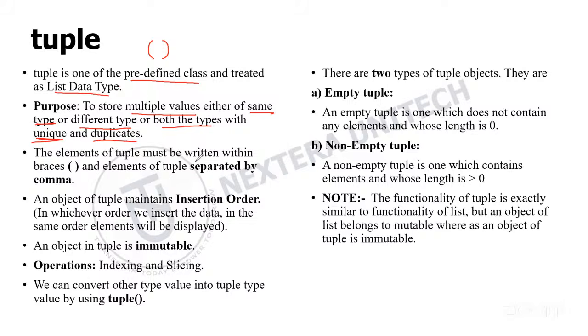And the elements of a tuple must be written within parentheses. So these are the parentheses. And the elements are separated by commas. So when you are writing elements, you need to separate them with commas. And the objects in a tuple will maintain the insertion order. That is, in whichever order you insert the data, in the same order the elements will be displayed also.